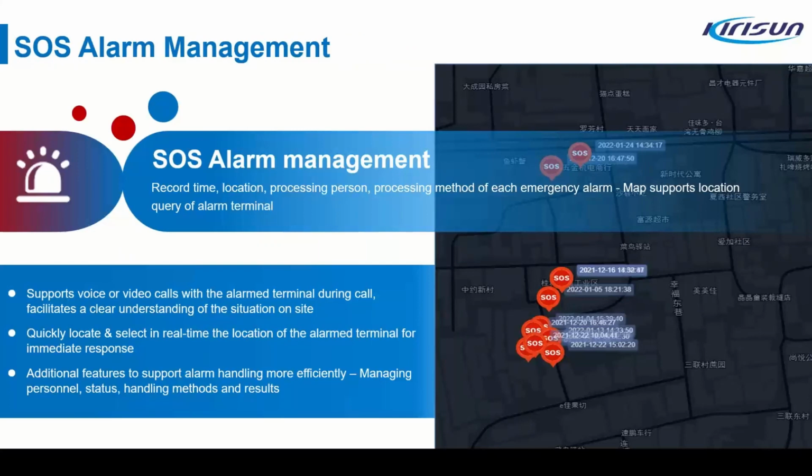The third new feature is SOS alarm management. Currently, when the Dispatcher Console receives an SOS alarm, it is only highlighted at the upper right corner. But in the new version, the dispatcher can make voice or video calls with the alarmed terminal, and can also quickly select the location of the alarmed terminal for immediate response. At the end, the administrator can also change the alarm managing personnel, status, handling method, and results.